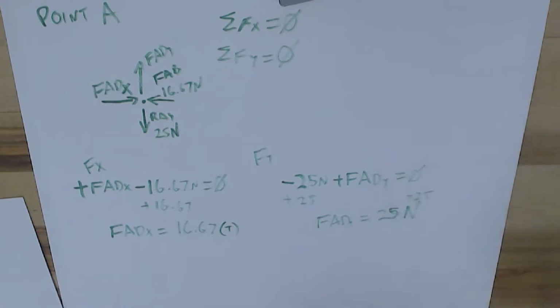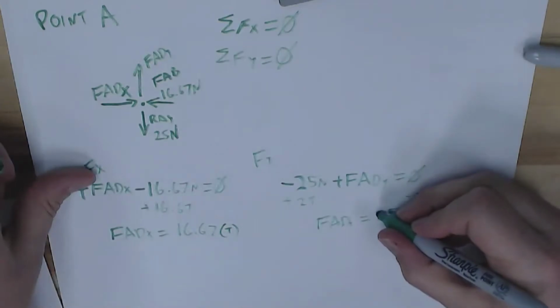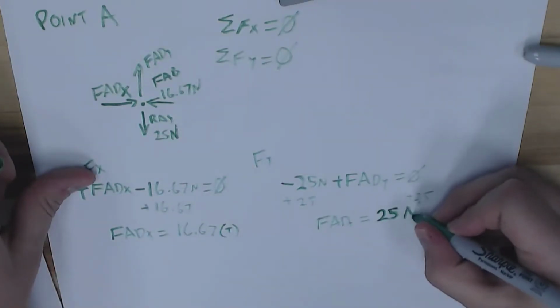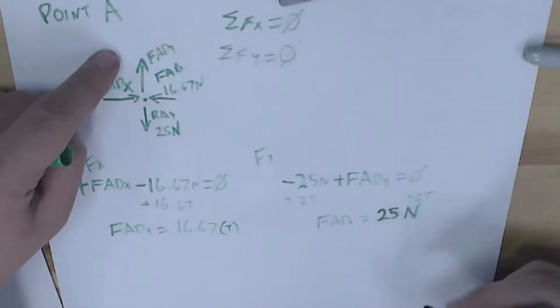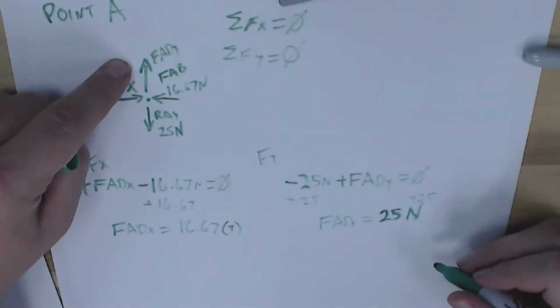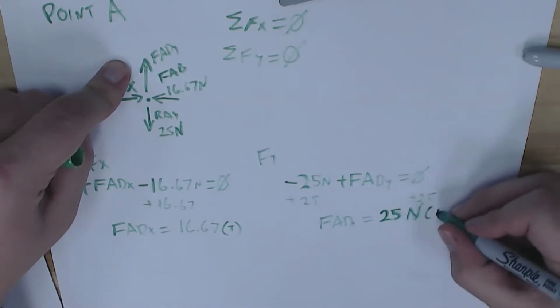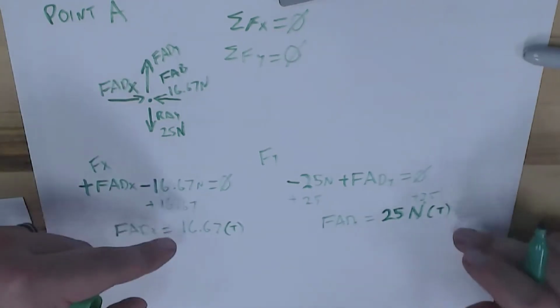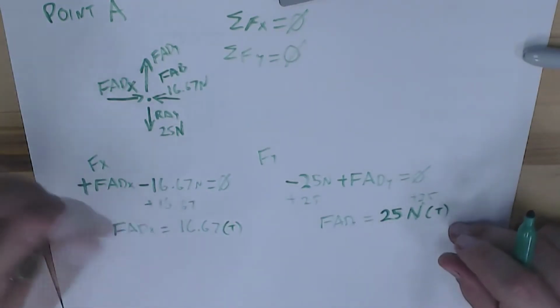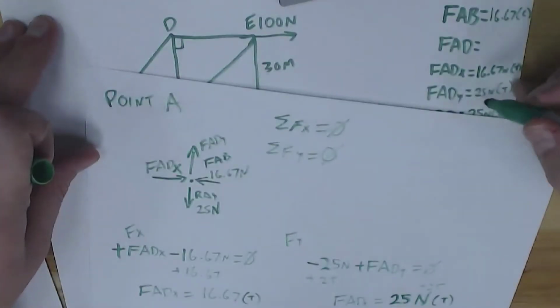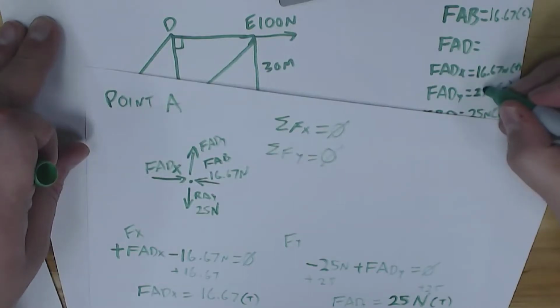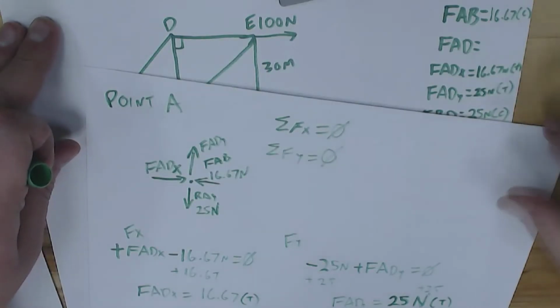Come on, marker, you can do it. 25 newtons. The number's positive, which means our guess was correct here too. We guessed correctly. It is going up. It is in tension. And that's unsurprising because they're both components of a diagonal. So if one's in tension, the other one's going to be in tension. So I wrote that one in here too. FADY is 25 newtons in tension.